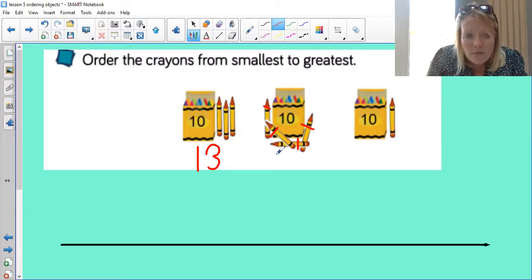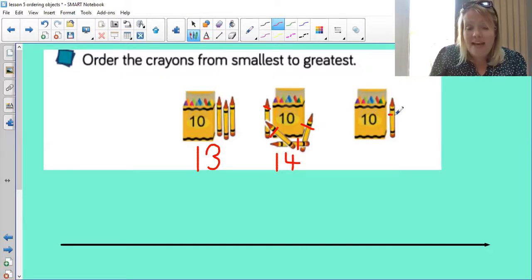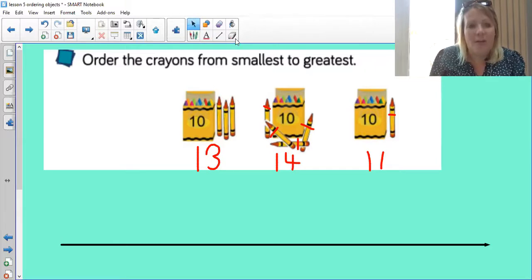Remember this one here? I'll put the number 14 there. This one here, it's 10 in a box. How many more? 10, one more, then 10 is 11. Fantastic, great use of that vocabulary again, recapping our learning from before.